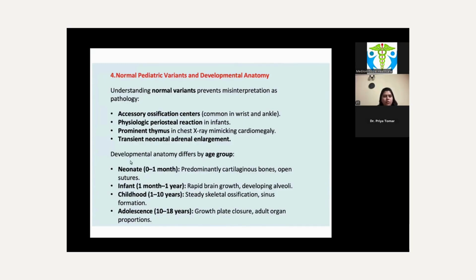As I already mentioned, a prominent thymus in the chest can mimic cardiomegaly. Now, developmental anomalies: in the neonate the bone is predominantly cartilaginous, in the infant you see rapid growth, then there is steady skeletal ossification from 1 to 10 years of age, and in adolescence growth plate closure will occur.